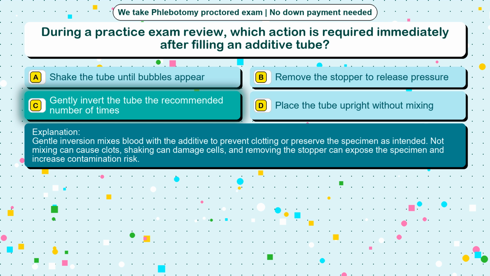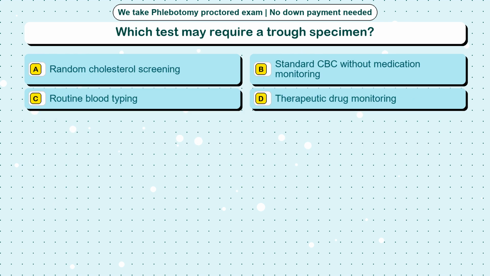risk. Question 2. Which test may require a trough specimen? Option A. Random cholesterol screening. Option B. Standard CBC without medication monitoring. Option C. Routine blood typing. Option D. Therapeutic drug monitoring.